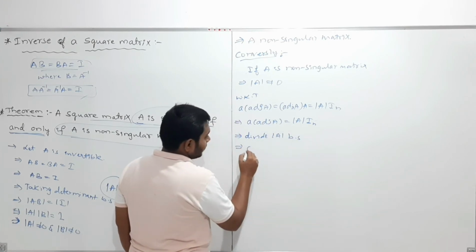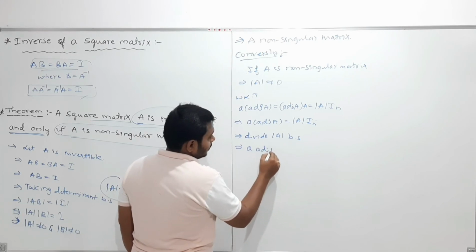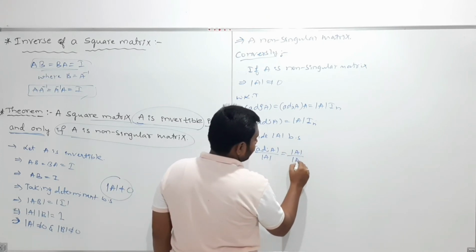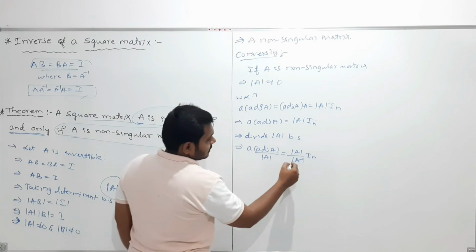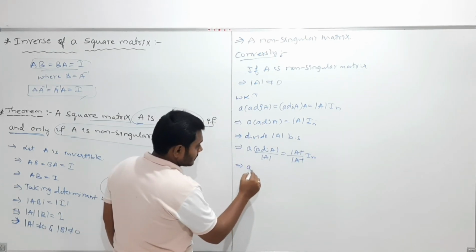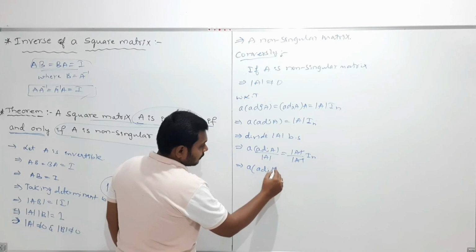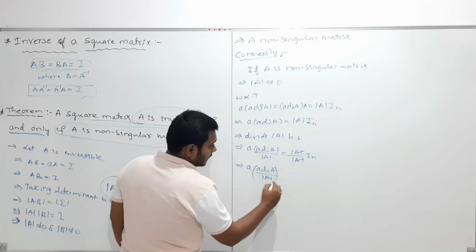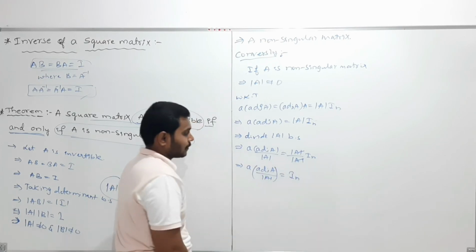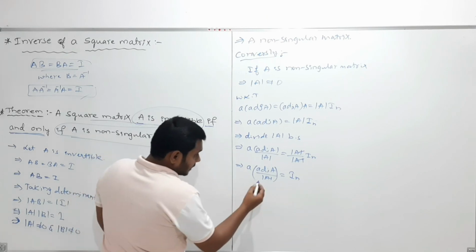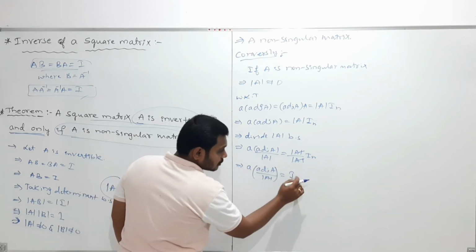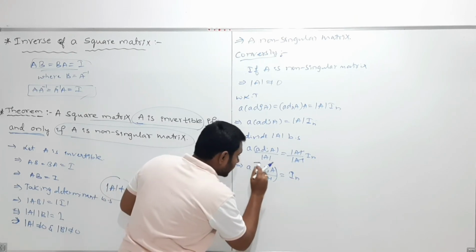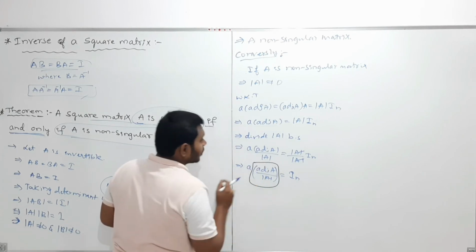If you divide, you will get A into adjoint of A, whole divided by determinant of A, is equal to determinant of A, whole divided by determinant of A, into I n. So this determinant gets cancelled. So this implies A into adjoint of A, whole divided by determinant of A, is equal to I n. Clear? Now my dear students, A into something is equal to I n. It means you are getting the identity matrix, so can I call this the inverse?